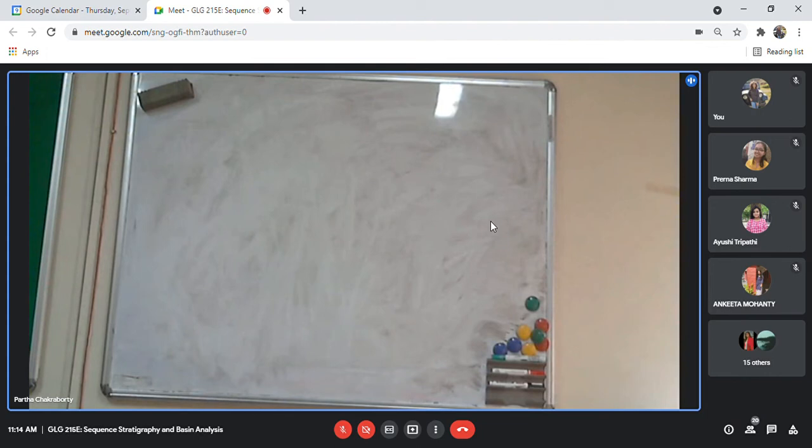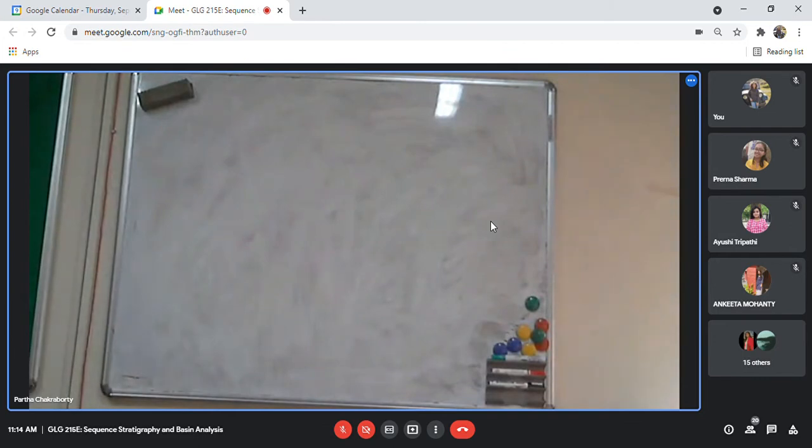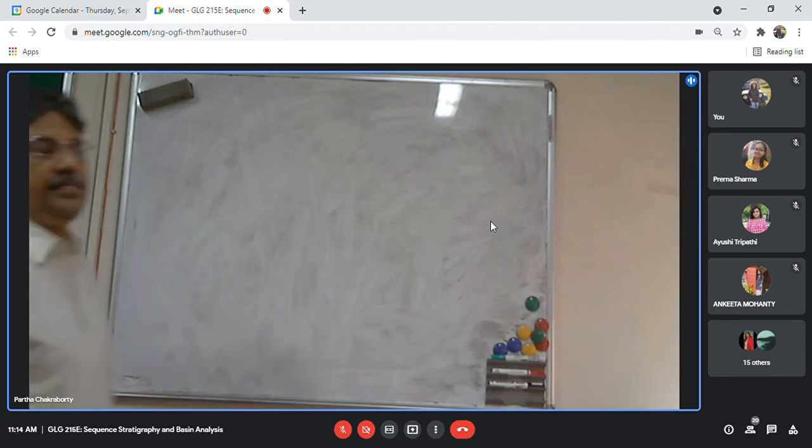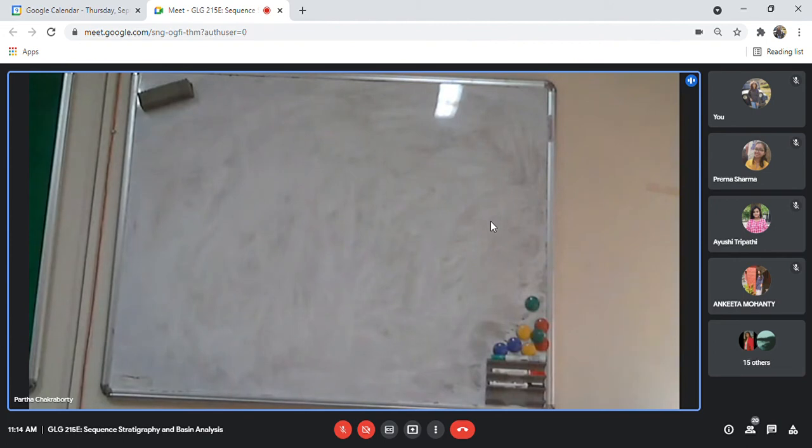The FSST forms during relative sea level fall when the shoreline is forced to regress, irrespective of sediment supply.